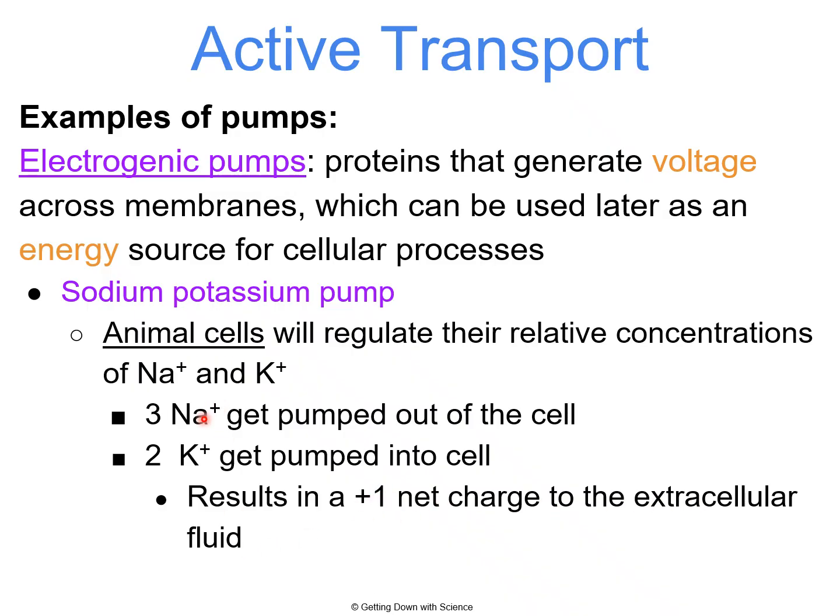So there is a one positive net charge in the extracellular fluid. Because remember, so let's go back here. Three sodium ions are getting pumped out of the cell, which means that outside of the cell, we'll have more ions than on the inside of the cell. So more of these positive ions are going to be on the outside because three gets pumped out, and two of the positive potassium ions will get pumped into the cell. So overall, the outside of the cell is going to be more positively charged.